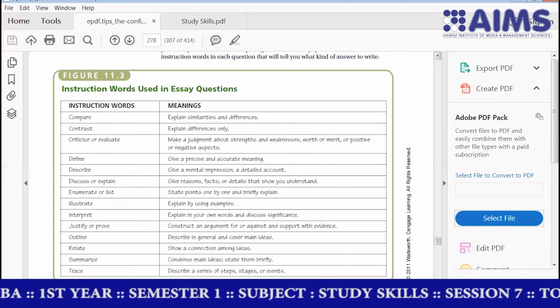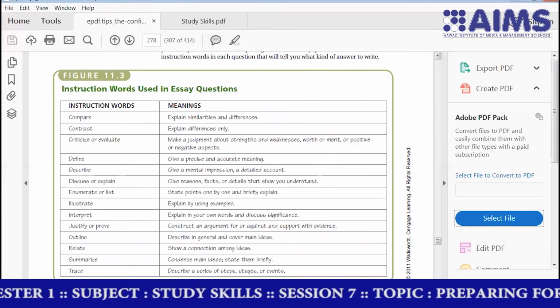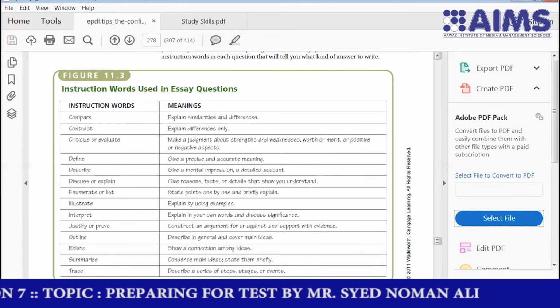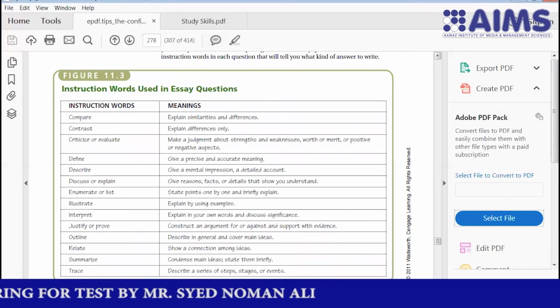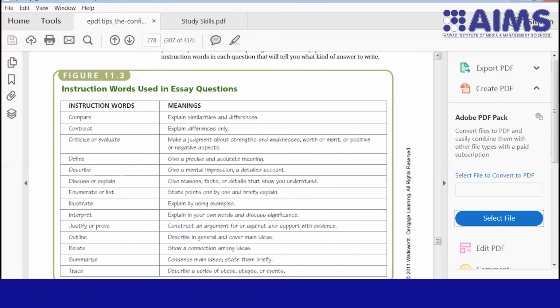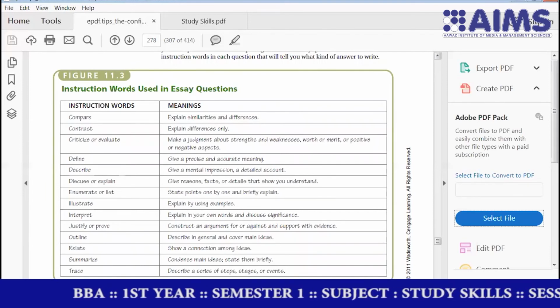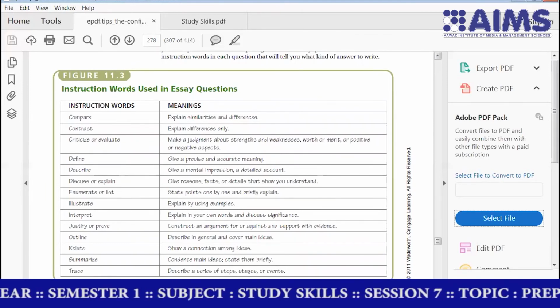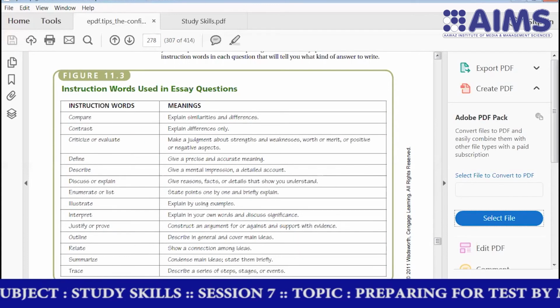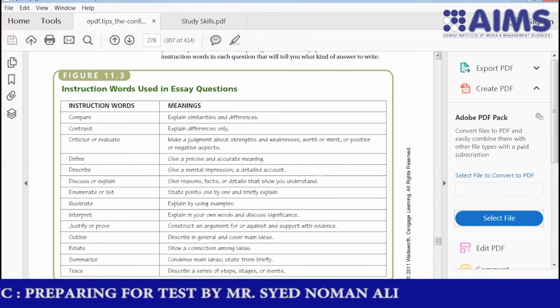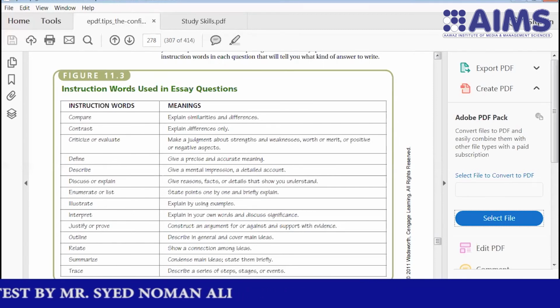Criticize or evaluate means make a judgment about the strengths and weaknesses, compare the strengths with weaknesses, merits or demerits, positive or negative aspects, and then make a judgment about which one is right. This is called critical evaluation. Define means give a precise and accurate meaning. Describe means give a mental impression and detailed account. When we talk about discuss or explain, you give reasons, facts, and detail.